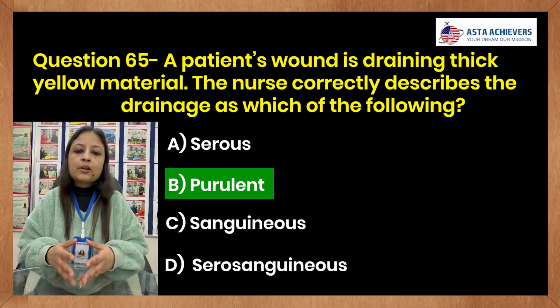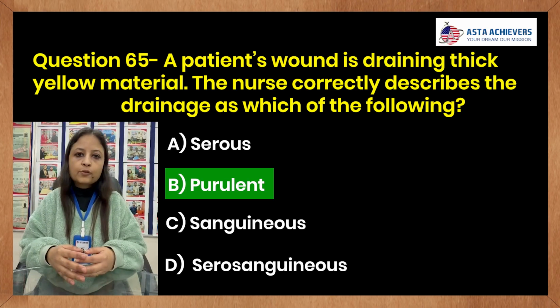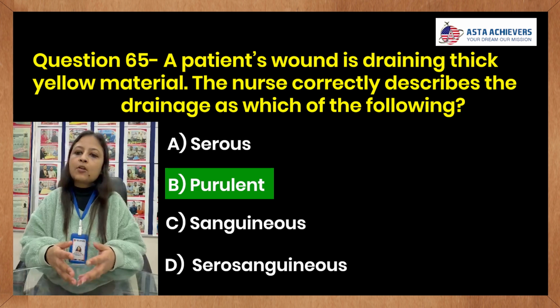So option B, purulent is the correct answer, because serous is a clear, thin and watery fluid, and sanguineous is bright red and may be thick, and purulent is thick, opaque, usually yellow, brown, green or sometimes grey.